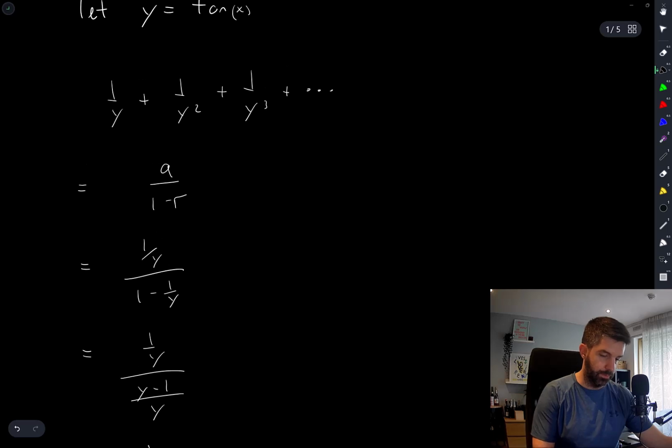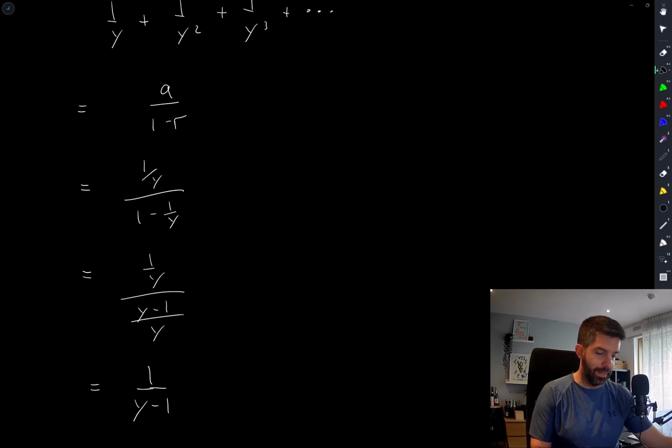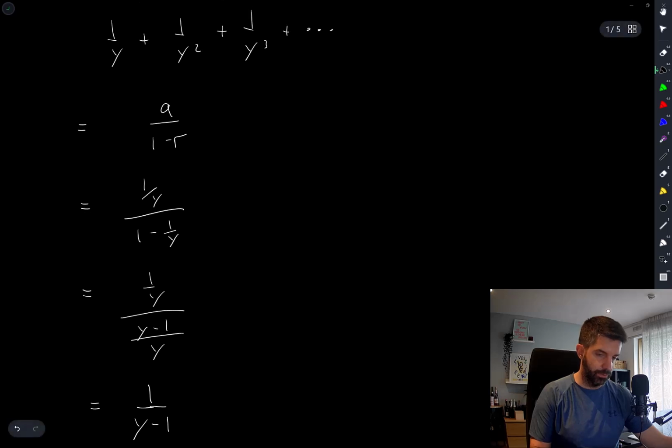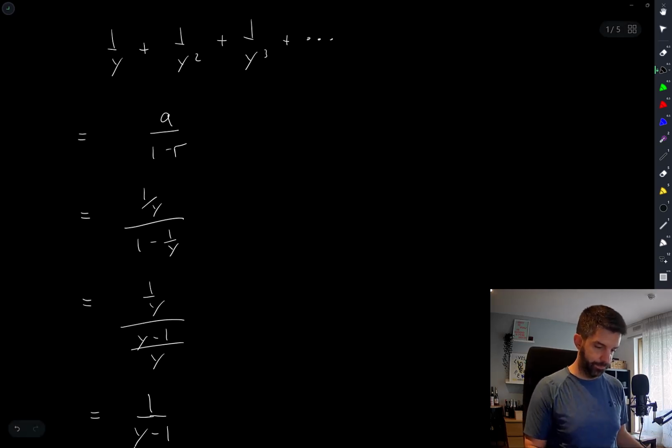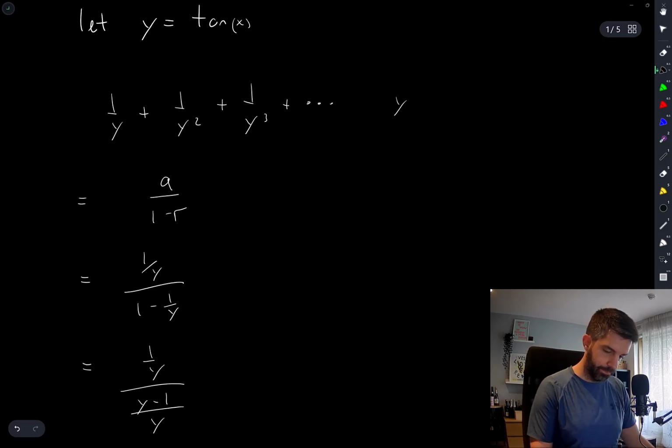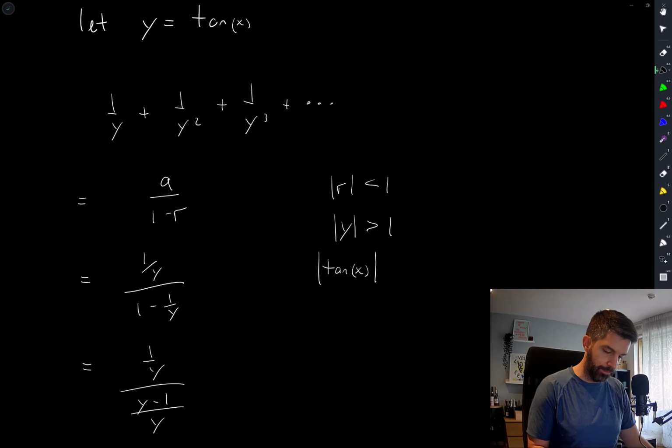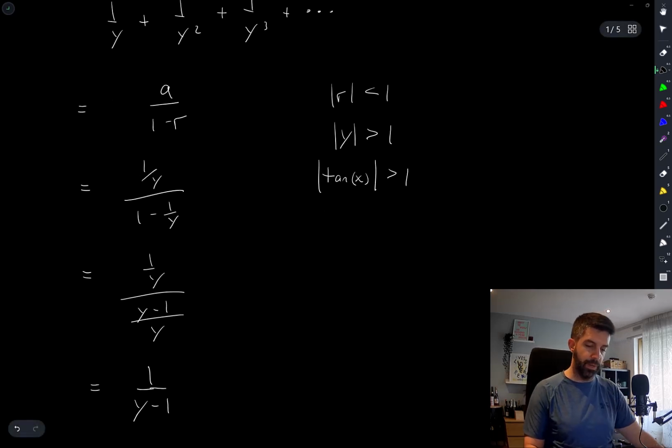Okay, so this only applies when y in absolute value has to be greater than 1. You need the common ratio r to be less than 1 in absolute value, and that says that the absolute value of y is greater than 1. So tan x in absolute value is greater than 1. We'll keep that in mind.